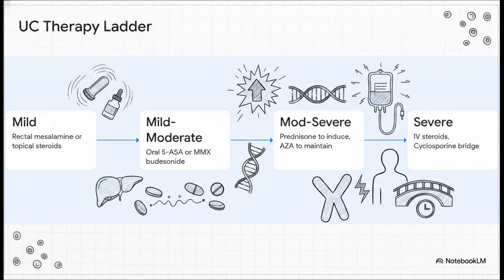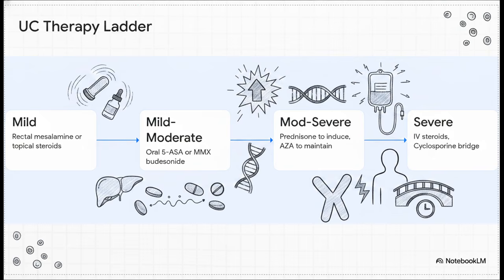Then for moderate to severe disease, I escalate to oral prednisone at 40 to 60 milligrams, tapered over weeks, but that is strictly to induce remission. To maintain that remission, I use thiopurines like azathioprine or 6-mercaptopurine, dosed at 0.5 to 1 milligram per kilogram. And just to reiterate, azathioprine is strictly for maintenance. It's never a rescue drug because of its delayed onset.